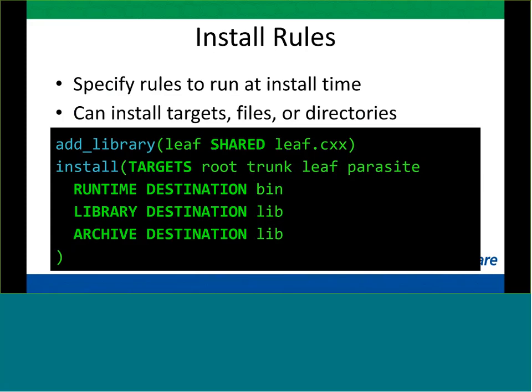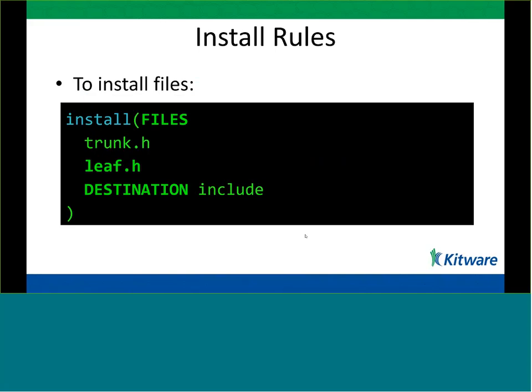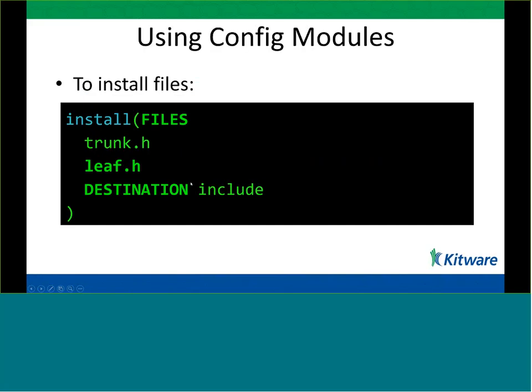Okay, install rules. So CMake has a great cross-platform install ability. Specify rules to run at install time. So I'm just creating a library here, and then I want to install some targets. And I'm giving a runtime destination and a library and an archive destination. To install, you can install just files. You give a list of files and then a destination. And that's going to be relative to the install path.